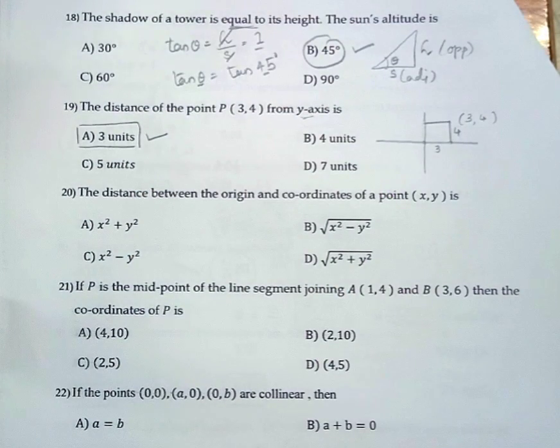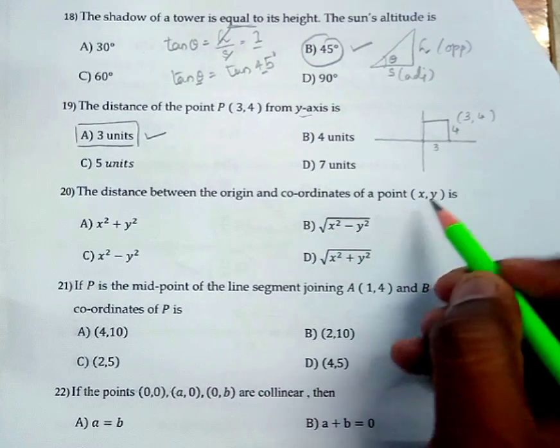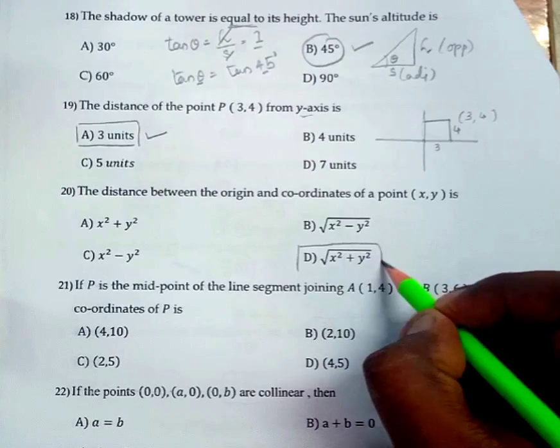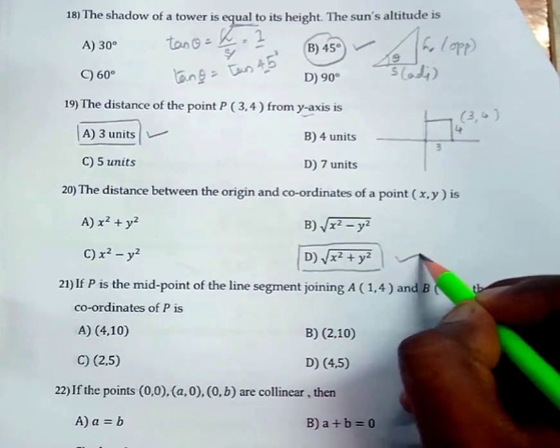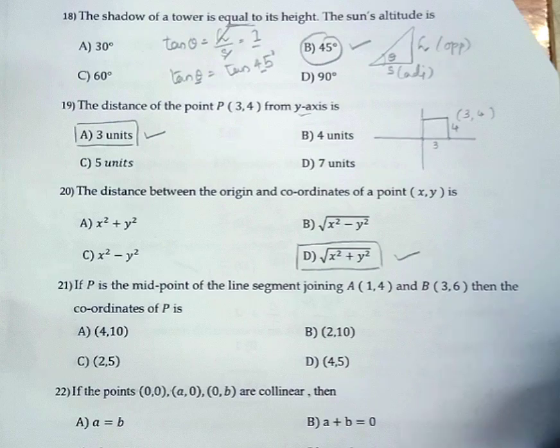Now moving to next question. The distance between the origin and the coordinate of a point x, y is a very simple and direct question. The distance between the origin and the point is given by the formula d equals square root of x square plus y square. Therefore, the correct answer is option D.